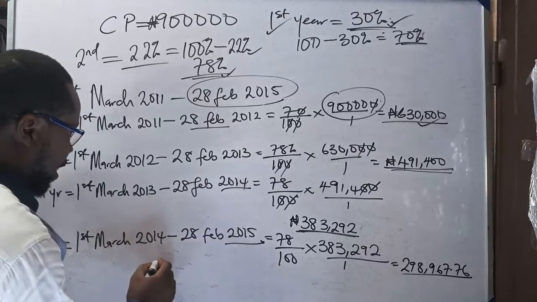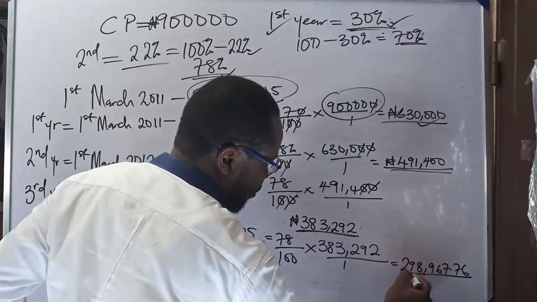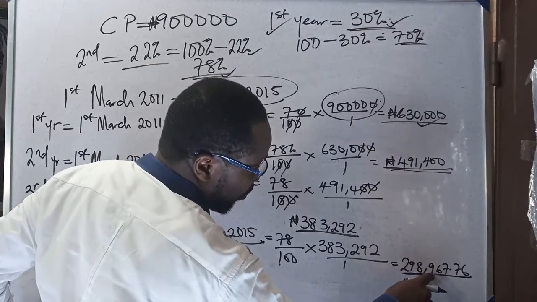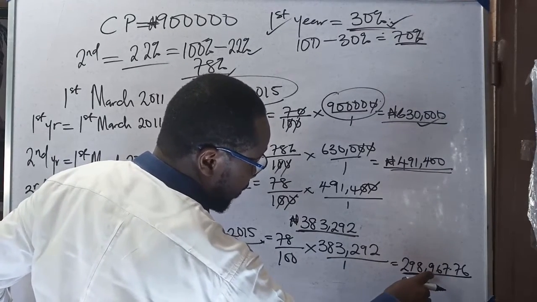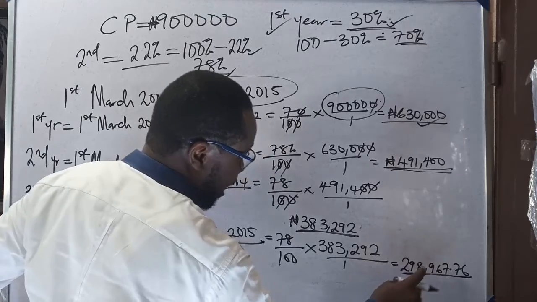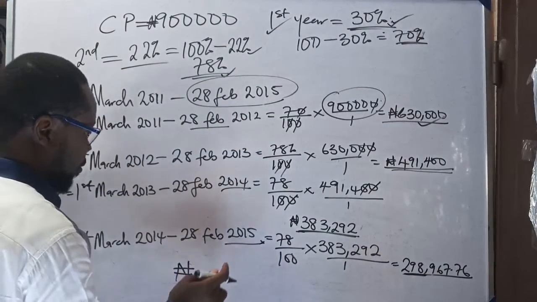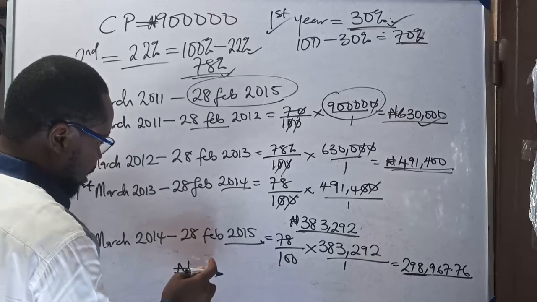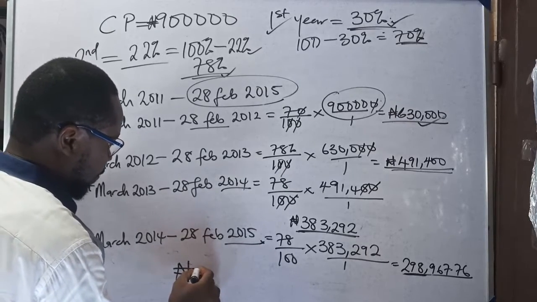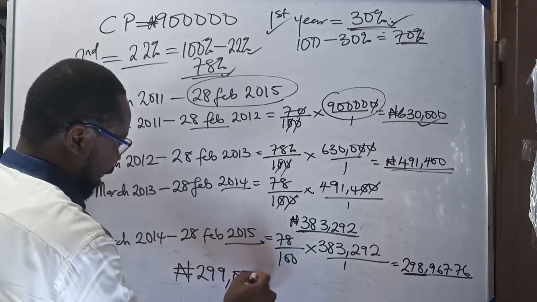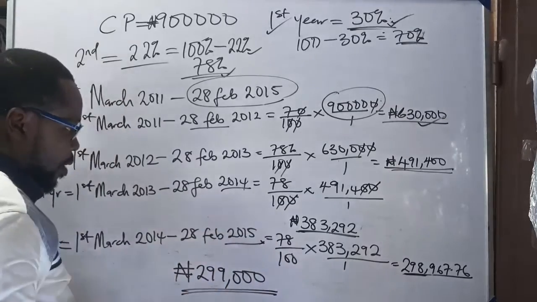So in that case, I'm having, of course, 1,000 value belongs to this thread. So I'm taking it, then checking this. If it is more than 5, I call it 1. Add it, it becomes 9. So at the end of February 28, 2015, the value of that car will now be 299,000 naira.